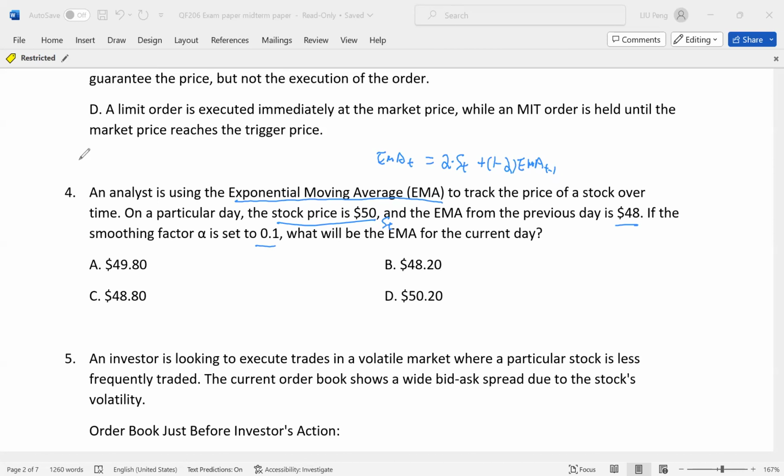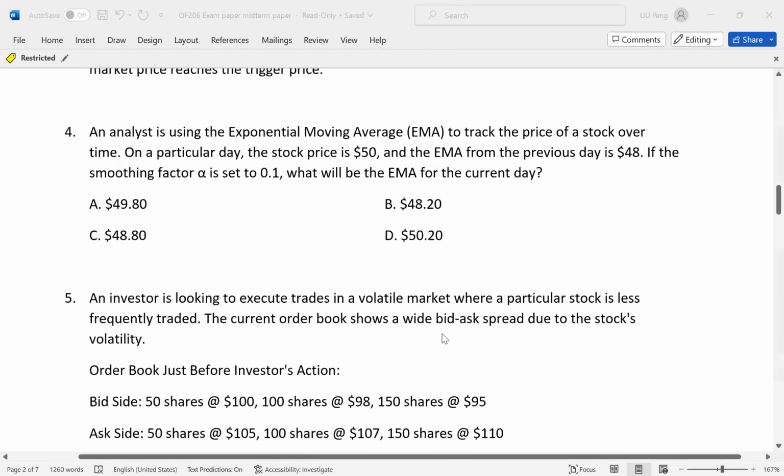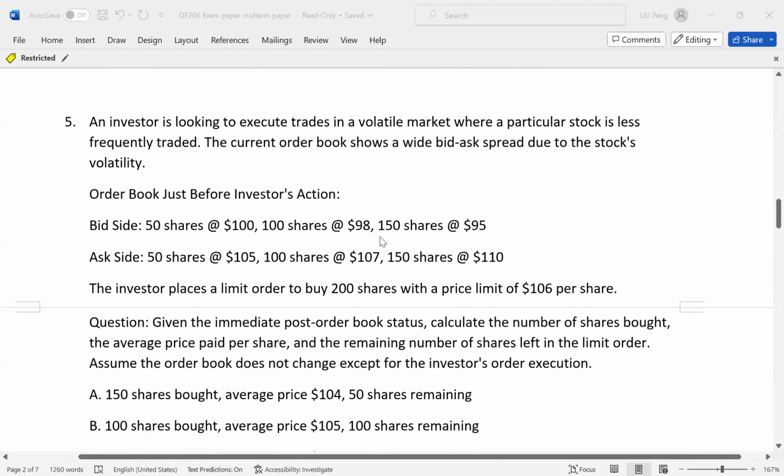But what's more important is knowing how to use this formula to get the corresponding smooth price, and that applies for the simple moving average as well. So that's for the fourth question. Let's look at the fifth question.